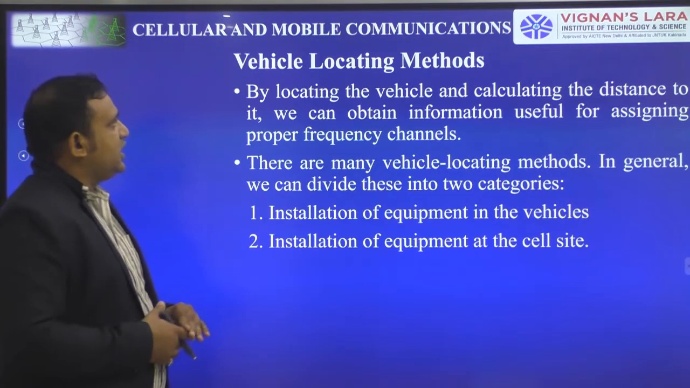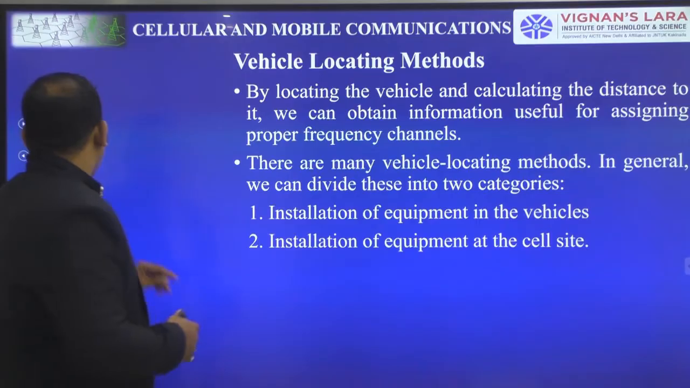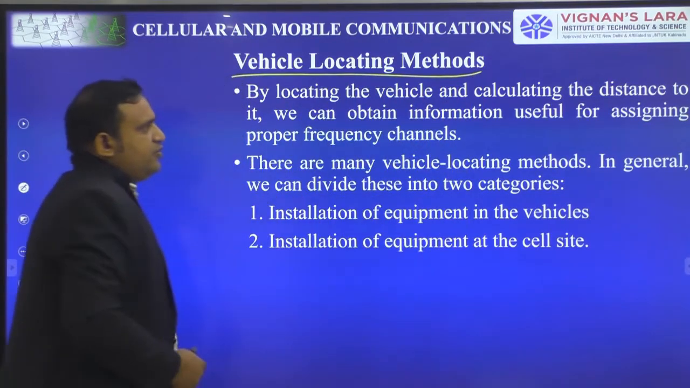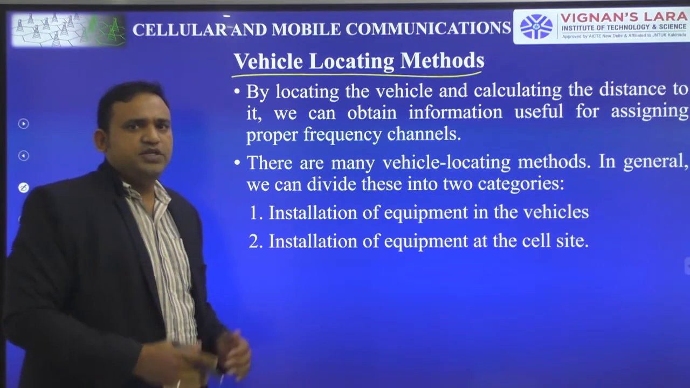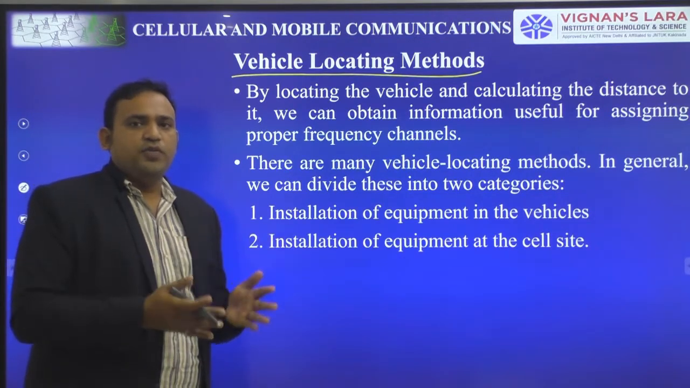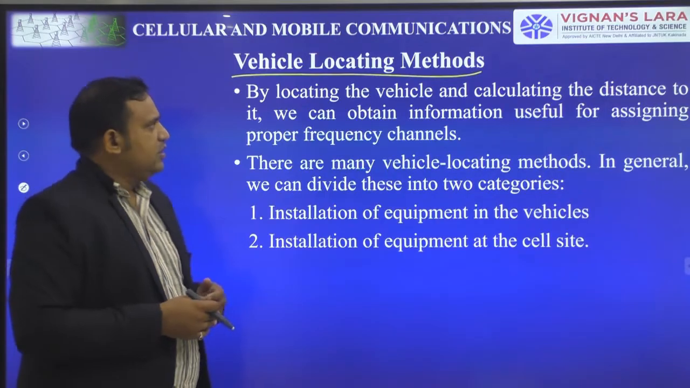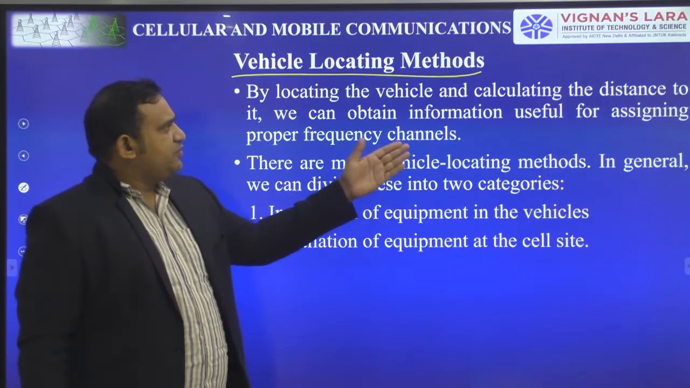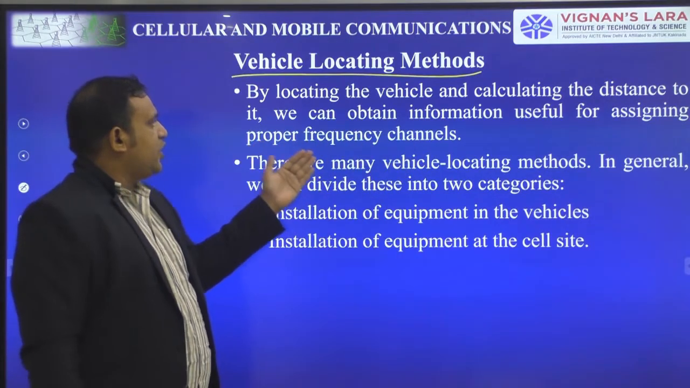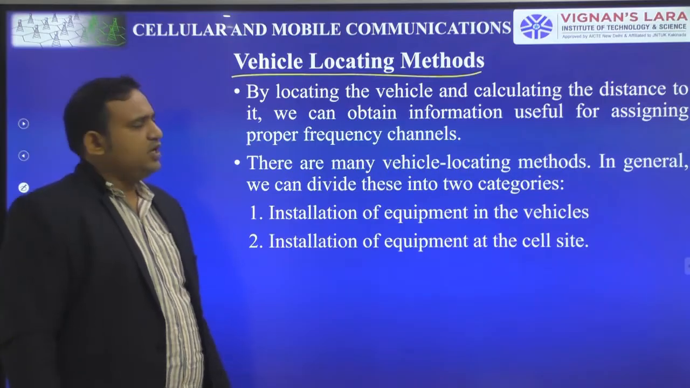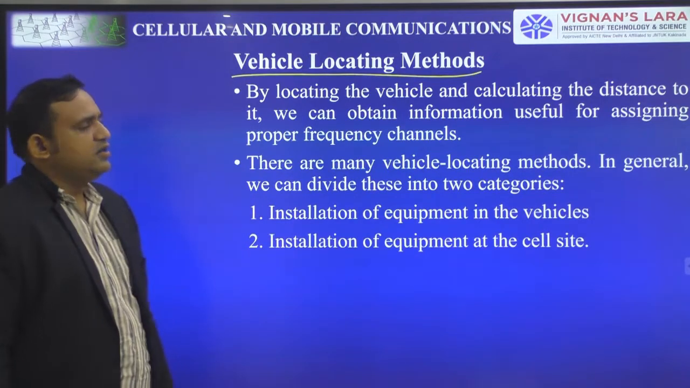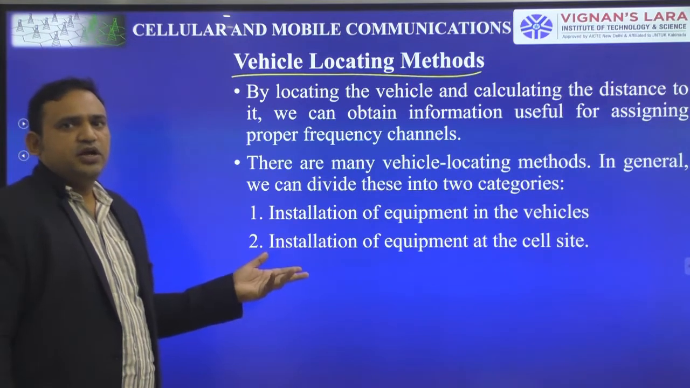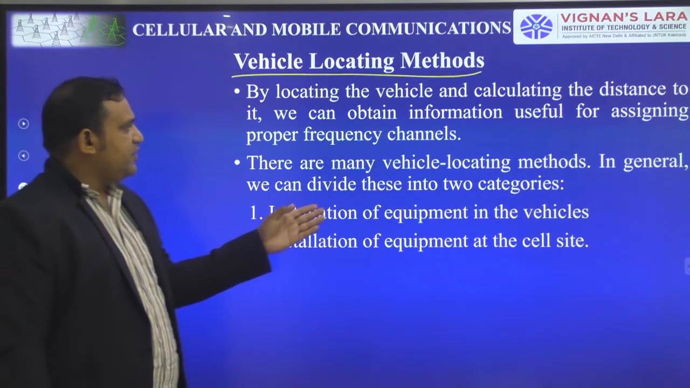The last topic of today's class is vehicle locating methods. How will we locate a vehicle? It means how we are identifying where the mobile unit is present. By locating the vehicle and calculating the distance to it, we can obtain information useful for assigning proper frequency channels. By assigning the proper frequency channel and calculating the distance, we can easily estimate the location of the vehicle. So there are many vehicle locating methods.